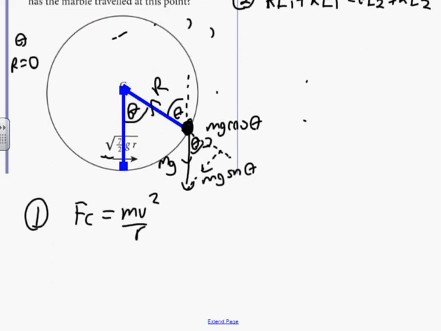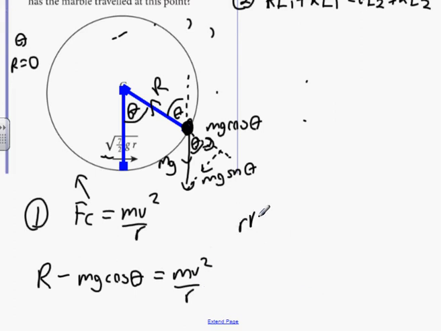Okay, so what is driving it towards the center of the circle? Anything driving it towards the center of the circle? R. Anything driving it away from the centre of the circle? mg cos theta. You can see that it works in the opposite direction. So R minus mg cos theta equals mv squared over r, safe as usual. Cross multiplied by small r: big R times r, minus mg r cos theta, equals mv squared. Okay. Star that one, save it for later.